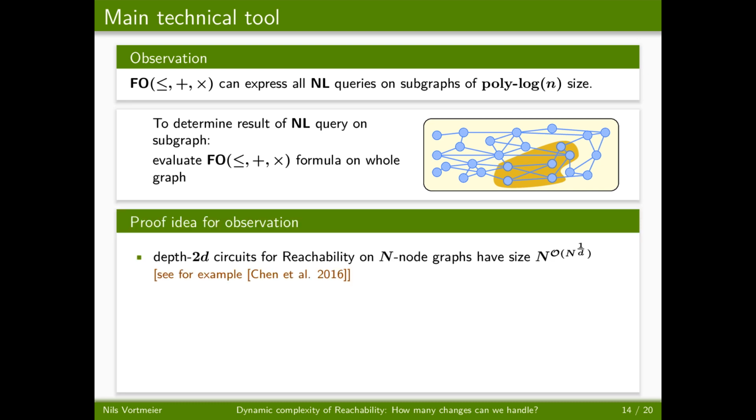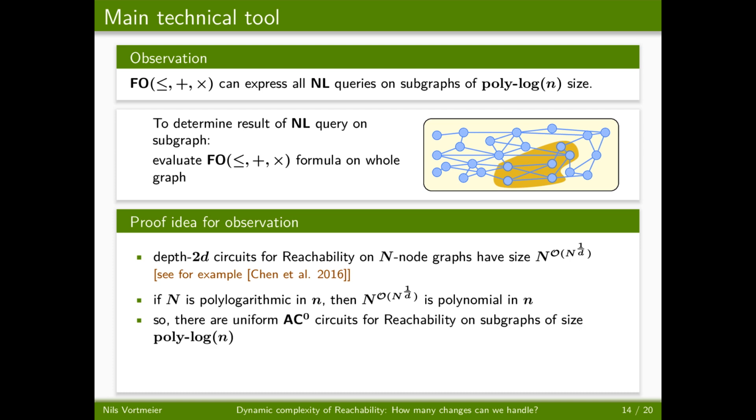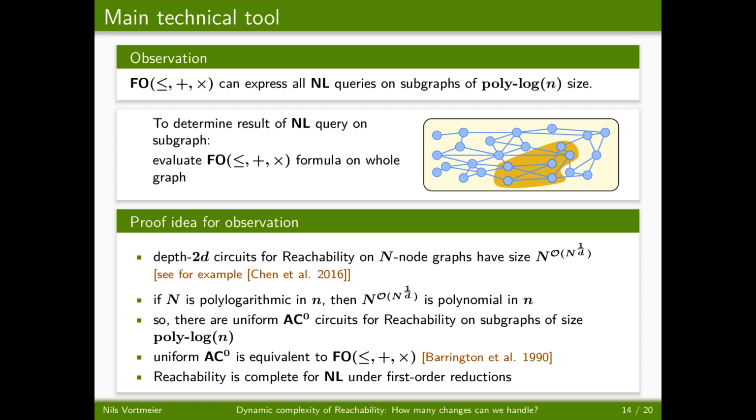It is quite well known that reachability on graphs with n nodes can be decided by circuits that have depth 2d and size n to the order dth root of n for every d. Now, if capital N is polylogarithmic in the number of nodes of the graph, and we choose a suitable d, then the circuit size is actually polynomial in the graph size. But that means that there are uniform AC0 circuits for reachability on subgraphs of polylogarithmic size. As uniform AC0 is equivalent to first-order logic with arithmetics, there's also a first-order formula for that. The observation then follows from the fact that reachability is complete for NL under first-order reductions.